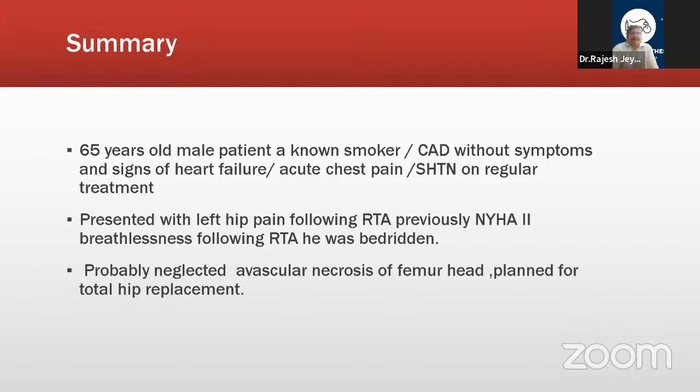Yes, but you can start with your session on preoperative evaluation regarding this patient with avascular necrosis of femur head for total hip replacement.